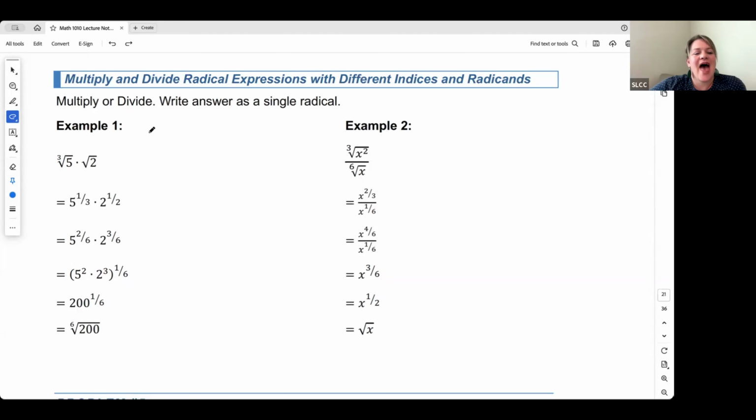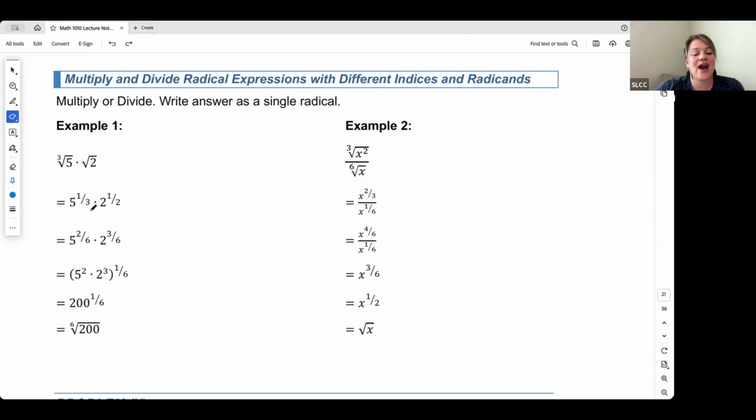Let's go. How do I multiply or divide when I have a cube root and a square root, or a cube root and a sixth root? How do I put those together? The key is to change it to rational exponent form. So I see right here, I changed the cube root of 5 to 5 to the 1/3 and the square root of 2 to 2 to the 1/2. Then if I can find a common denominator, that will change the index to be the same and I can put them together. What's a common denominator between 3 and 2?